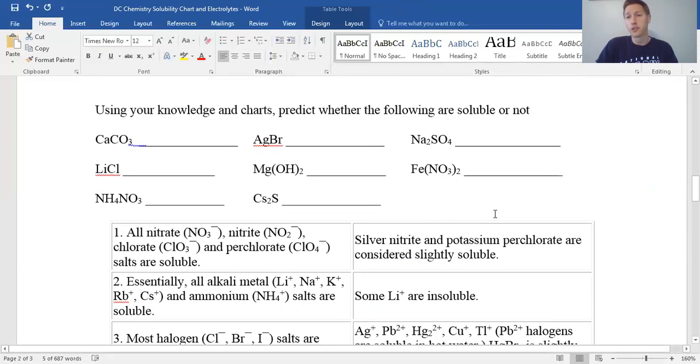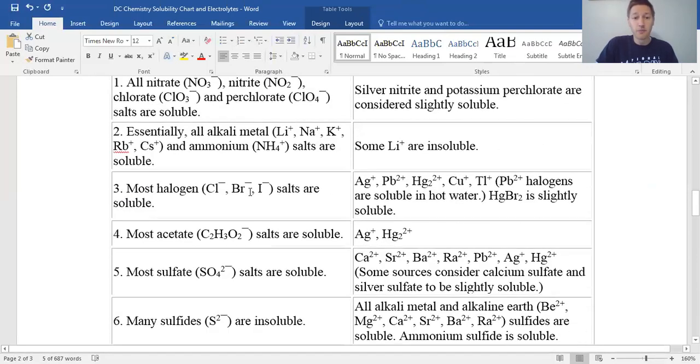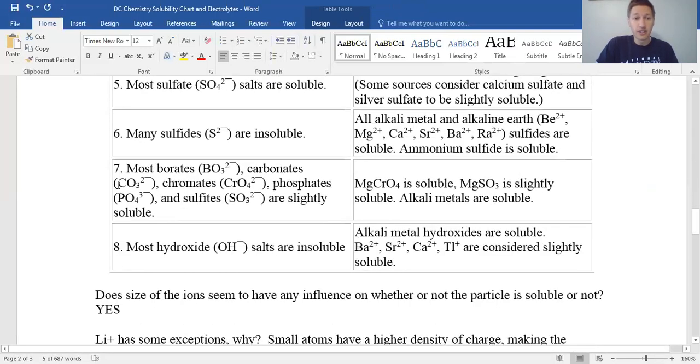So we'll just real quick do a couple together as examples, and then we'll move on to electrolytes. So do we expect CaCO3 to be soluble? So we're going to find some rule that talks about one of these guys here. The first time we run across CaCO3 is down here. So carbonates tend to be what?